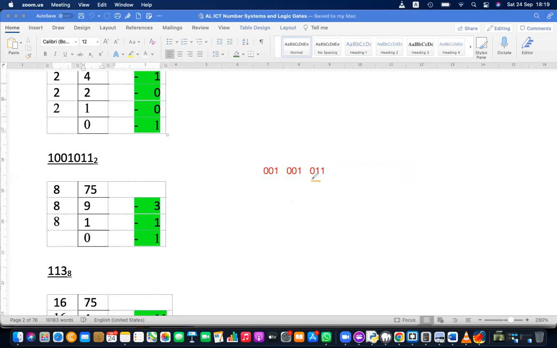011 is 3. 001 is 1. This is 3. And 001 is again 1. So the answer is 113. This is correct. This is the octal answer in the short notation. And this is how you do it with division, the standard mathematical method. This is the mathematical way and this is the pattern way.